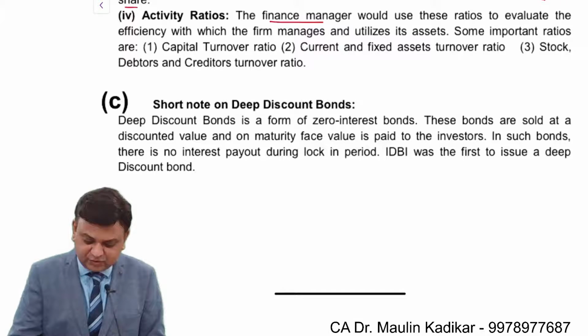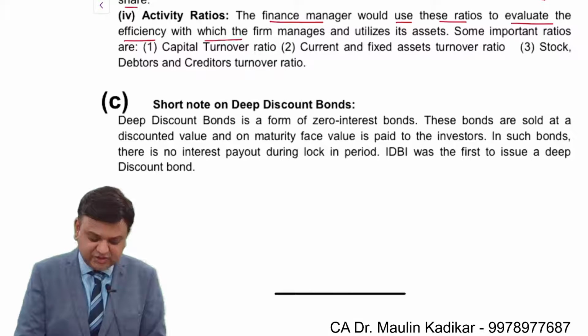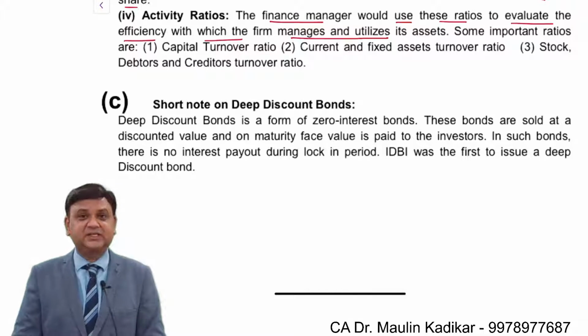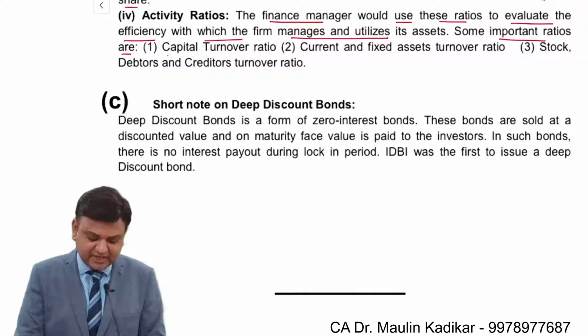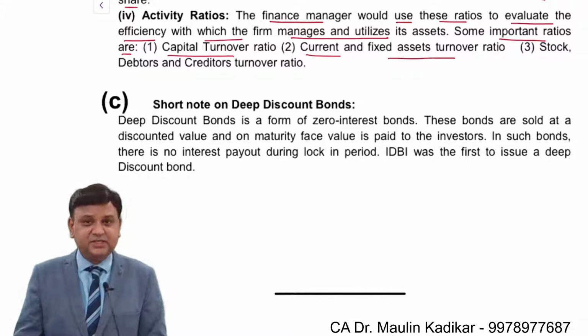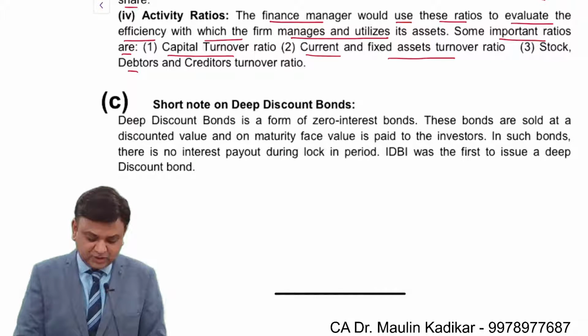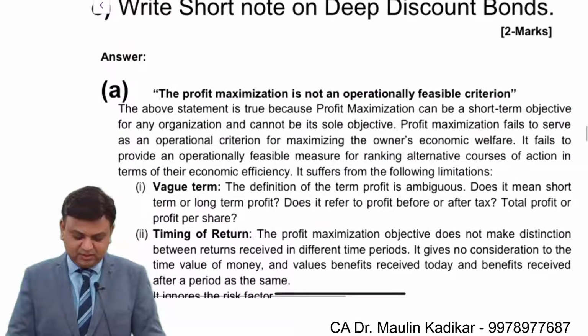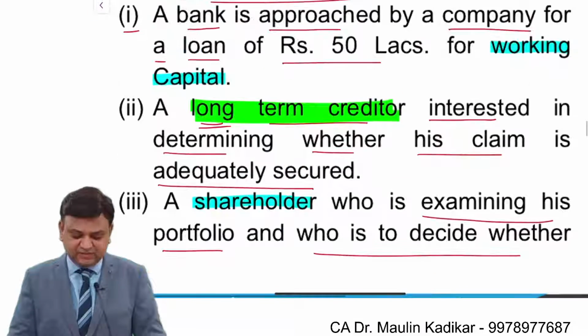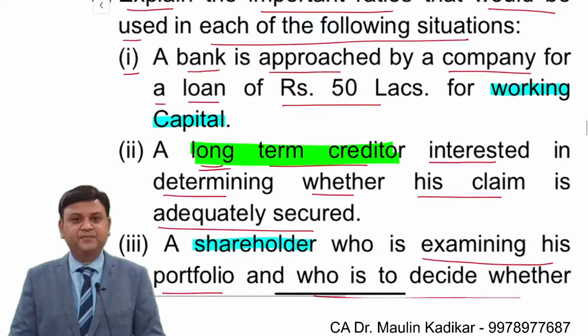The finance manager would use these ratios to evaluate the efficiency with which the firm manages and utilizes the assets. Some important ratios are capital turnover ratio, current and fixed asset turnover ratio, stock turnover ratio, creditors turnover ratio, and debtors turnover ratio. This is the way we are required to answer the question.